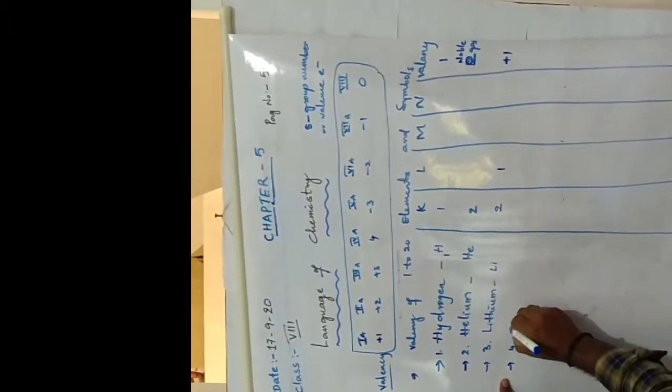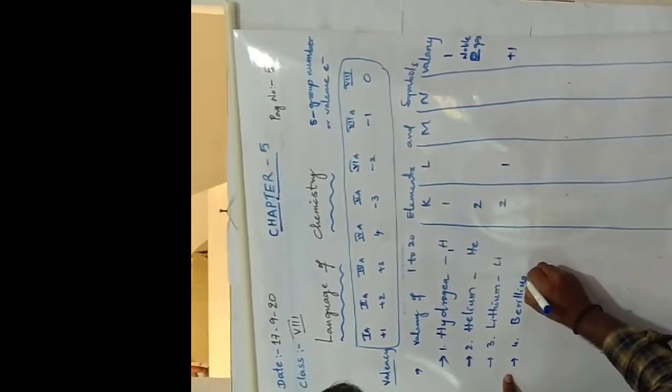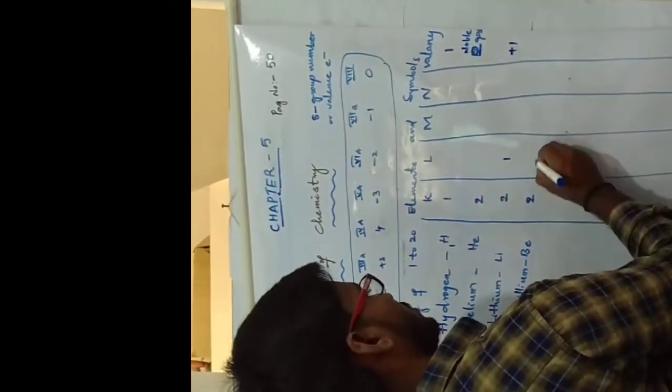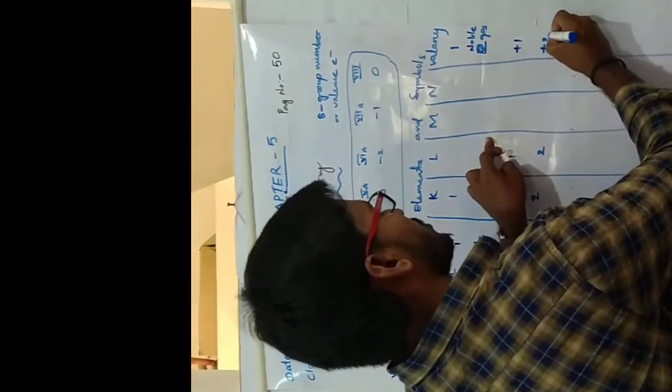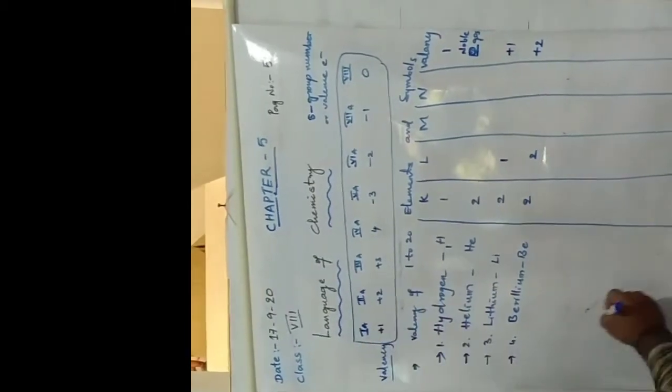Fourth one, beryllium. Symbol Be. Electronic configuration 1s2, 2s2. So what is the valency? Plus 2. That means beryllium belongs to the second group, plus 2.